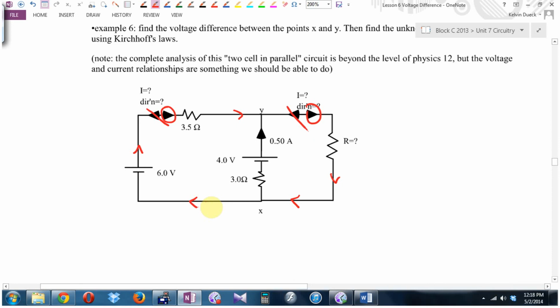Did they tell me total current anywhere? Nope. Did they tell me any current anywhere? Yep. Okay, so what's the current right here? It's got to be 0.5 amps because there are no junctions between here and here. So I've got 0.5 amps coming out, 0.5 amps must be going through, right? So let's add that. I'm going to go 0.5 amps.